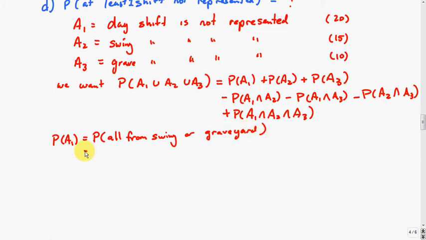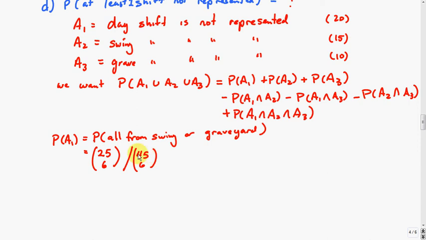And we can do a calculation like that. There are 15 swings and 10 graveyards. So what we're saying is the number of ways we could choose that is going to be, there are 25 people not in day shift, and we want to choose 6. And then we divide that by the total number of ways we can choose 6 people, which we wrote as 45 choose 6 earlier. And we'll just leave it like that for the time being. We could simplify this expression, but for the time being we're just going to leave it like that.